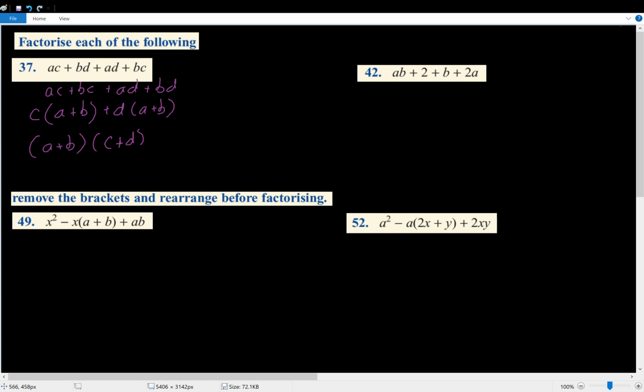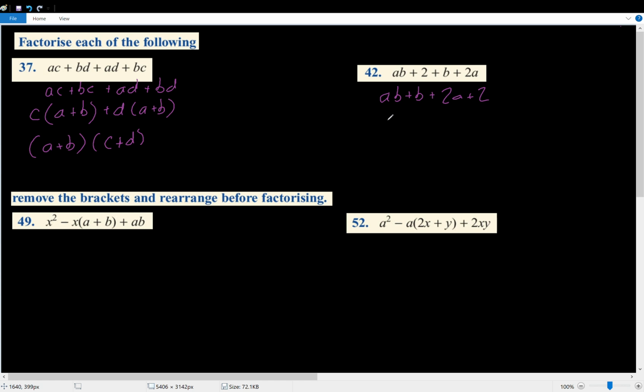Let's look at 42. And we'll have to do the same thing again. We're going to rearrange to start with in this one. So what we'll do is group the terms with B's together and group the terms with 2's together. So when we rearrange this, we're going to get AB plus B plus 2A plus 2.